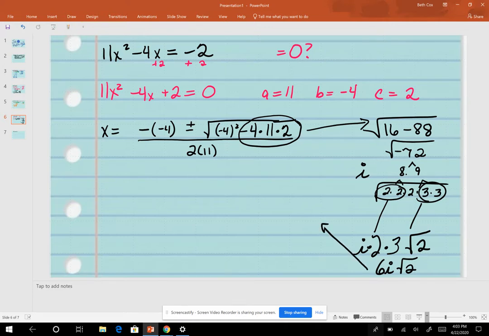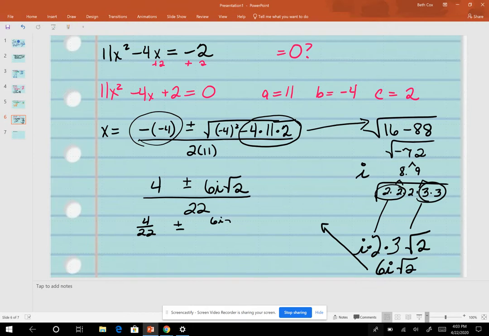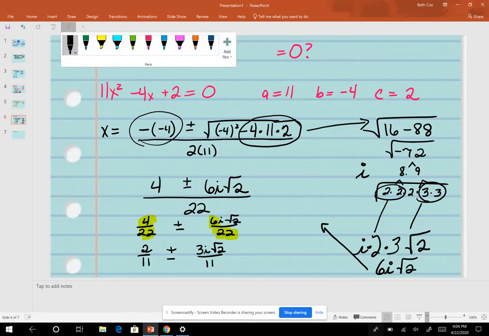All right, so now let's go back. That's going to be a plus 4. My radical is 6I square root of 2 over 22. Okay, separate my fraction. So 4 over 22 plus minus 6I square root of 2 over 22, and reduce. Now reduce. So this will be 2 over 11 plus or minus 3I square root of 2 over 11. Because I can reduce this fraction and I can reduce that fraction. And that is my official answer right there.